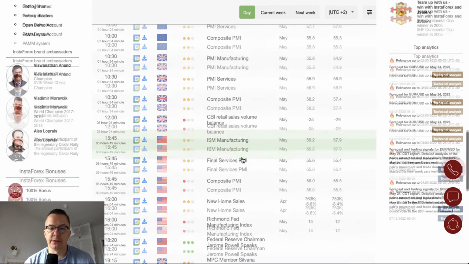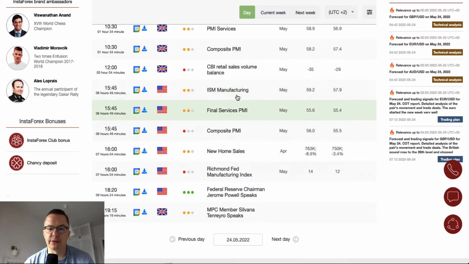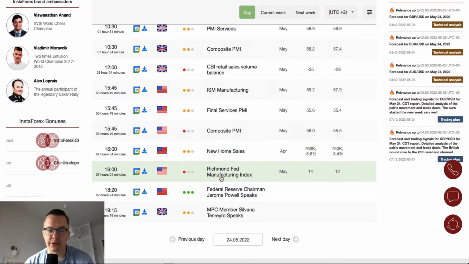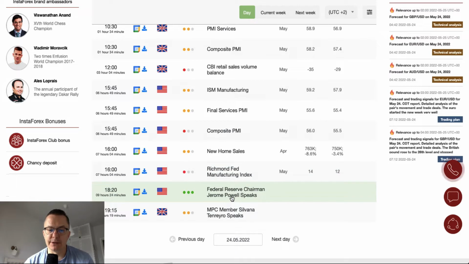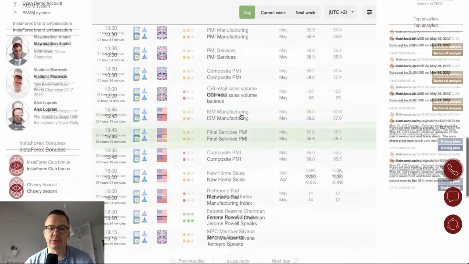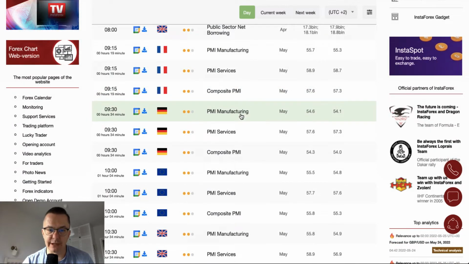Of course, the New York session will have its own ISM manufacturing and services PMI composite data from the US as well. Those data are scheduled for release at 4 p.m. Moreover, we got the new home sales and the Fed manufacturing index data scheduled for release at 4 p.m. and 20 minutes past 6 there is a speech by Federal Reserve Chairman Jerome Powell, and at 7 p.m. MPC member Silvana Tenreiro will give a speech as well. So plenty of data from the Eurozone. We'll definitely take a look at the Euro today.